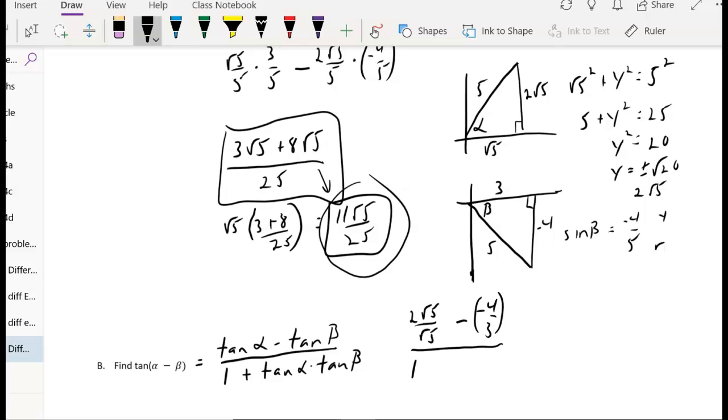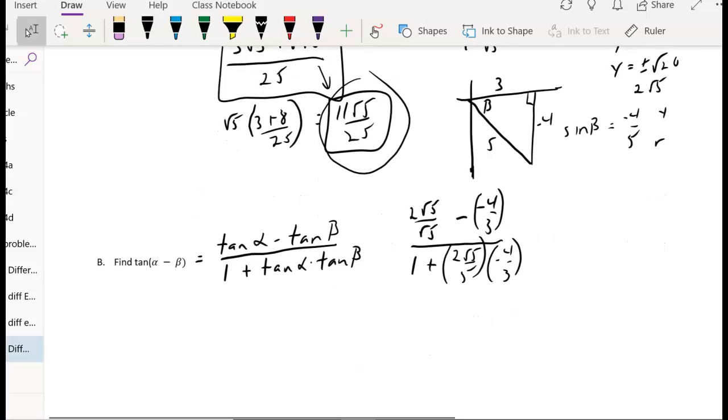over 1 plus the tangent of alpha, again, which is 2 rad 5 over 5. We're going to reduce that in a minute. 2 rad 5 over 5 times the tangent of beta this time, which is times negative 4 over 3. A little bit of simplification for this. We can immediately cancel these out, and we have 2 plus 4/3 over 1 minus 8/3.